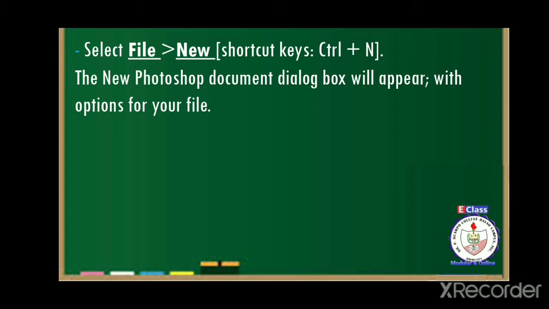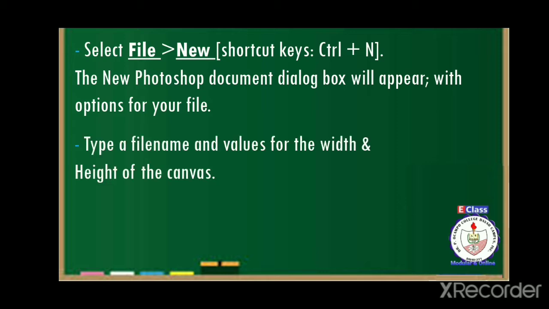Next is to select File, New. The shortcut key is Ctrl+N. The New Photoshop document dialog box will appear with the options for your file. Next, type a file name and values for the width and height of the canvas.